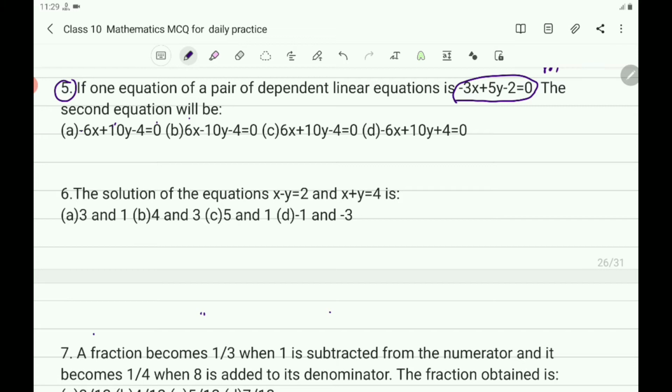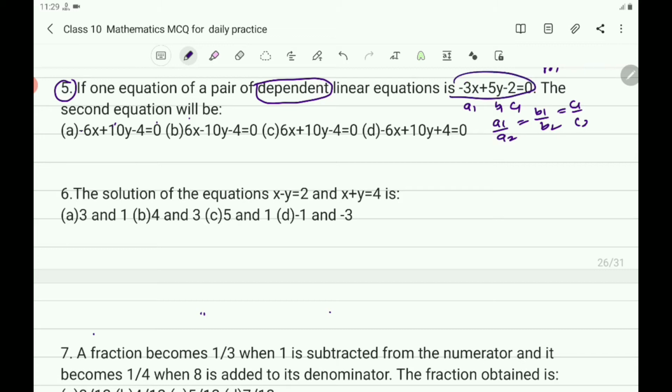The second equation will be, here the condition is given, the equations are independent linear equations. The pair of linear equations are independent. So here if you consider this is a1, b1, c1, a1 by a2 must be equal to b1 by b2 must be equal to c1 by c2. And here you observe one by one.